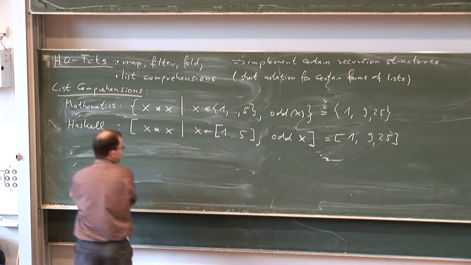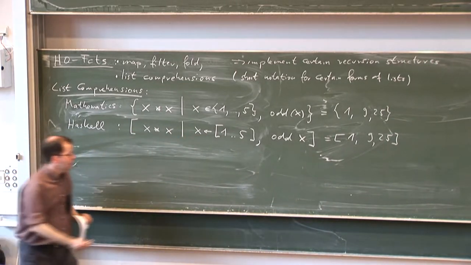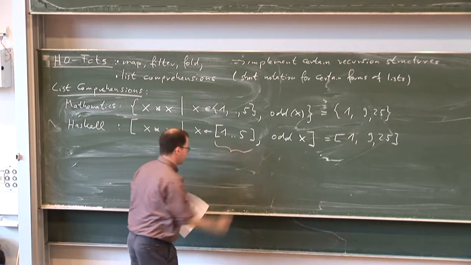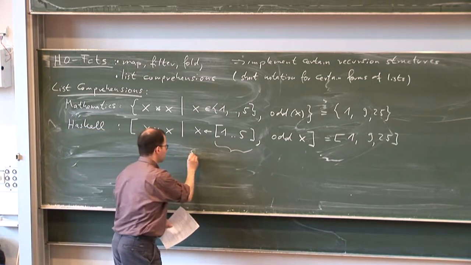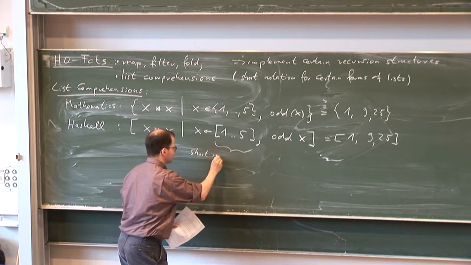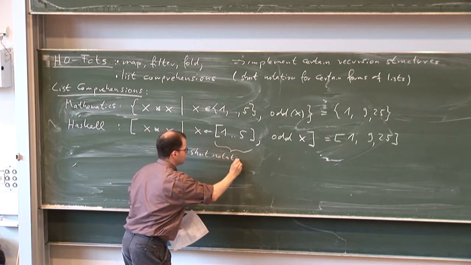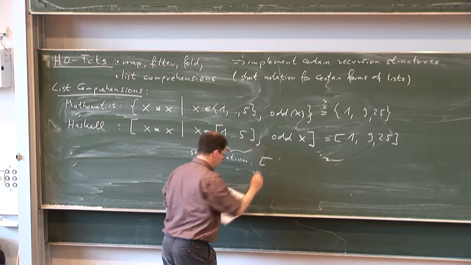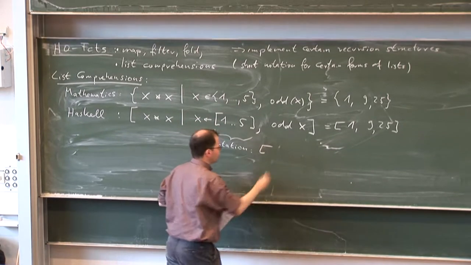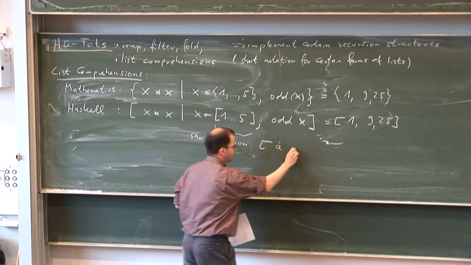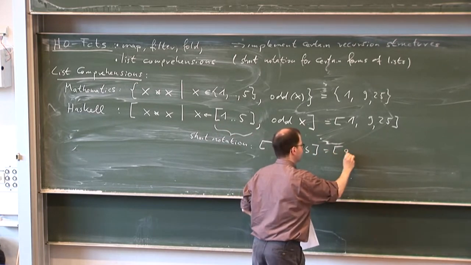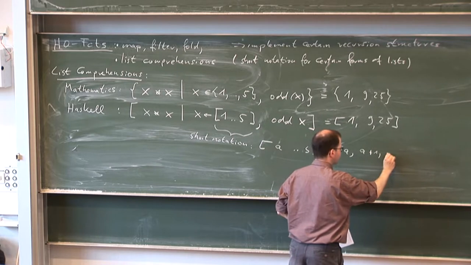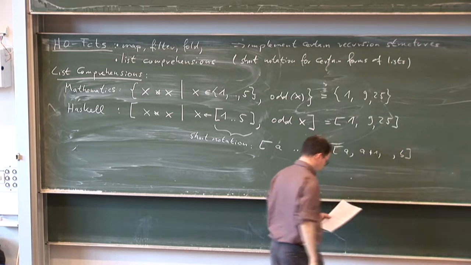Now, let's analyze this in a bit more detail. This here is just a short notation that is present in Haskell. So this is a short notation in Haskell. If a and b are integers, you can write square bracket a, 2 dots, b. And this gives you the list a, a plus 1, dot, dot, dot, until b.